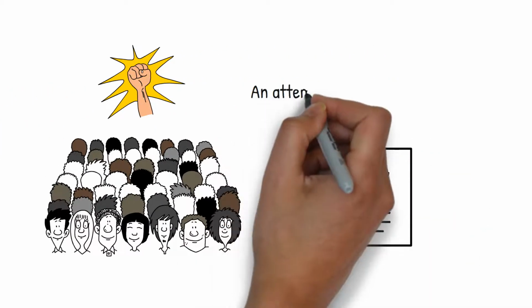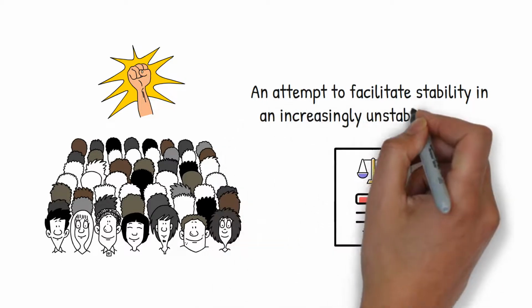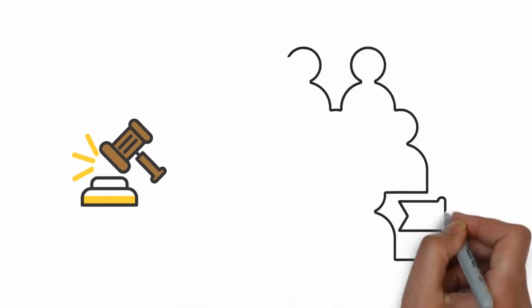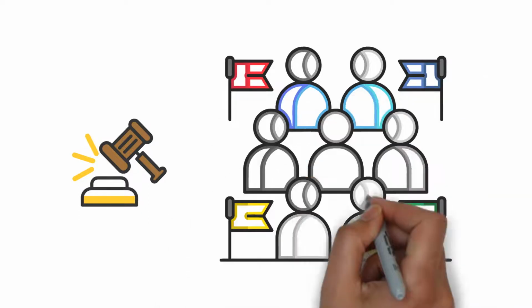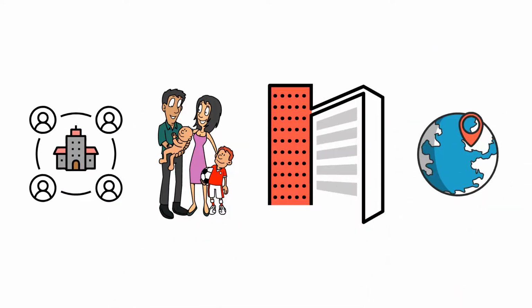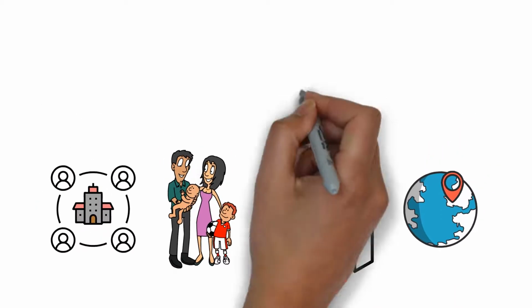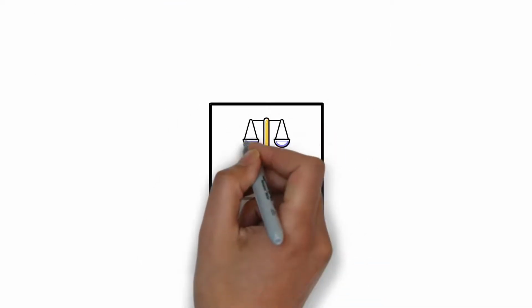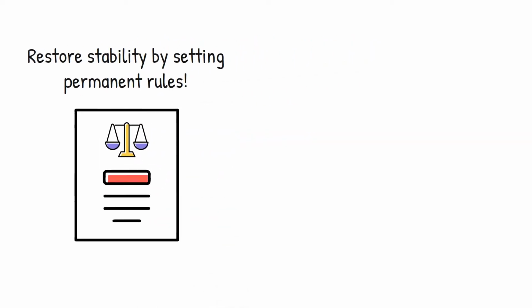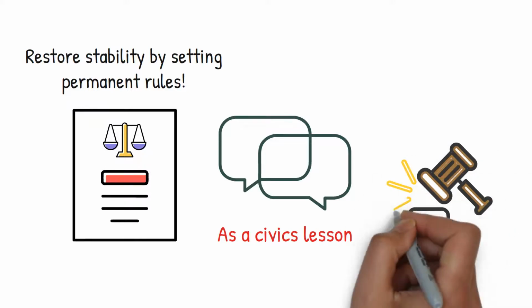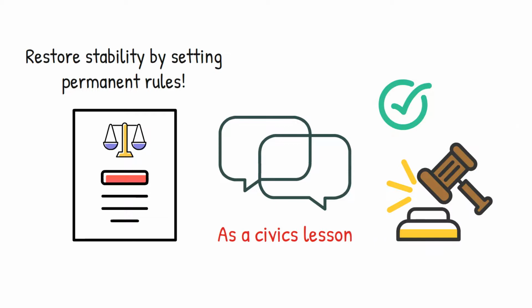So, written constitutions are an attempt to facilitate stability in an increasingly unstable society. Written constitutions set in stone the basic rules of the society in order to limit the people's ability to change the system back and forth and back again through regular politics. A written constitution is evidence that an organization, a family, a company, or a country had experienced great instability, uncertainty, and tension which threatened that organization with turmoil or even disintegration. A written constitution was a method to restore stability by setting permanent rules and to communicate to citizens, as a civics lesson, not only that these are the rules that govern our society, but that these are good rules that are worthy of our support and acquiescence.